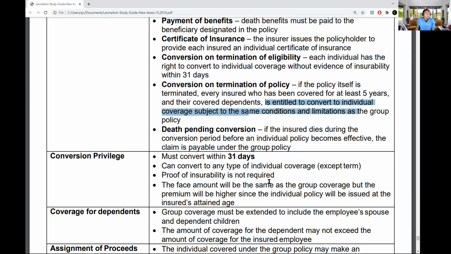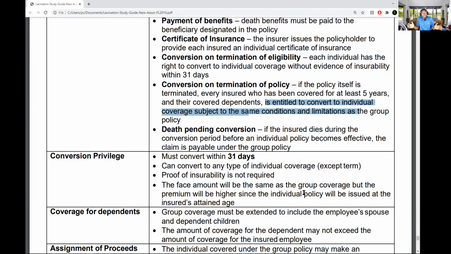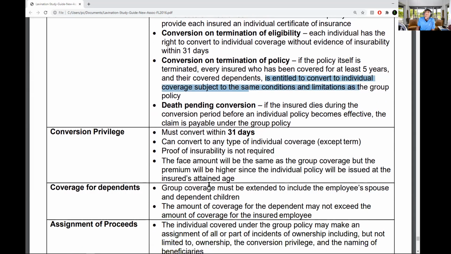So as long as you do it within 31 days, you don't have to prove that you're in good health. The face amount will be the same as the group coverage, but the premium will be higher since the individual policy will be issued based on their attained age. That's what most people don't realize when they have the group plan. If they work for 30 years and convert 30 years from now, they'll be 30 years older, so the policy can be very pricey. Make sure you are careful about how you understand this. The face amount is the same as the group, but the premium will be higher because it's based on your age at that time.